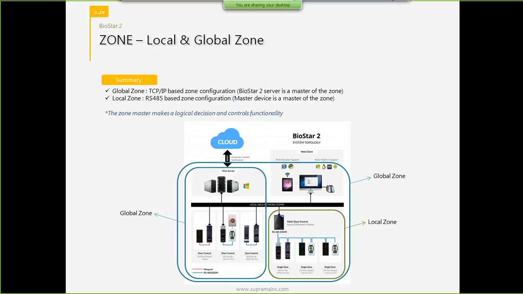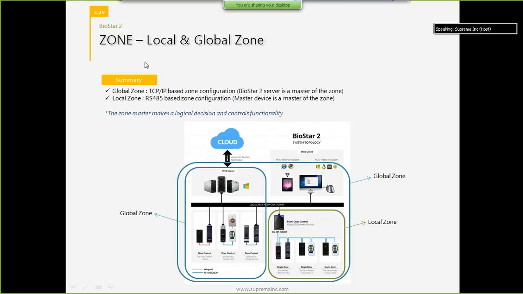Now we have zone features. For these zone features, you will have to activate the access control license. It is not included in the free version. You will have to purchase a license key, and then you'll have to activate it.